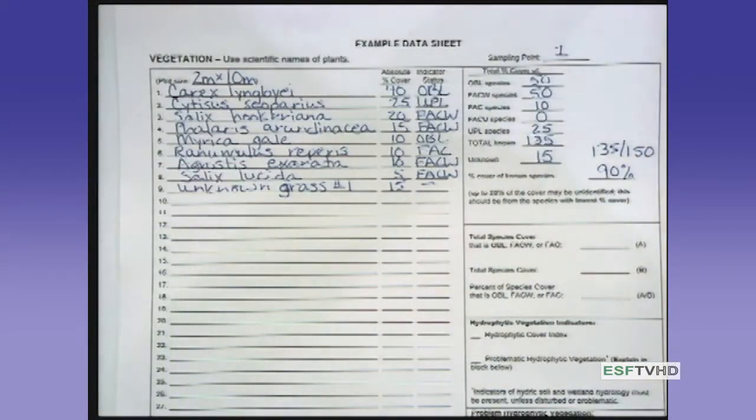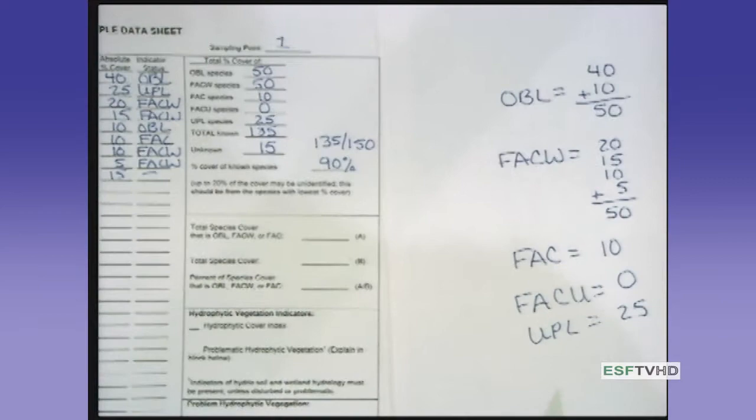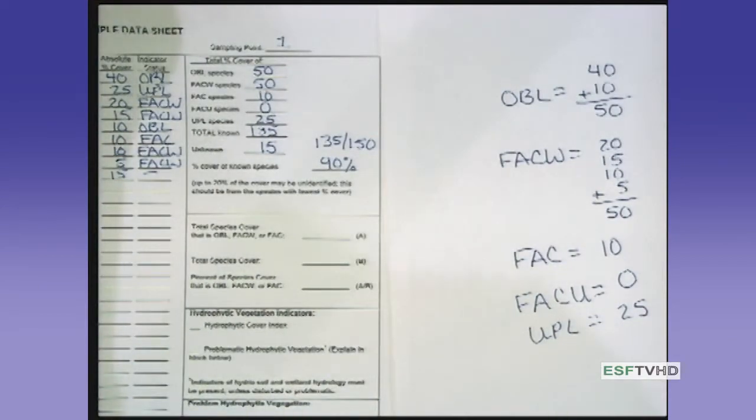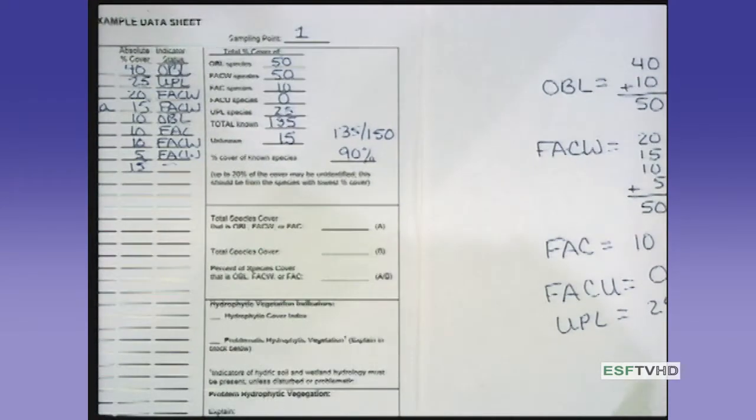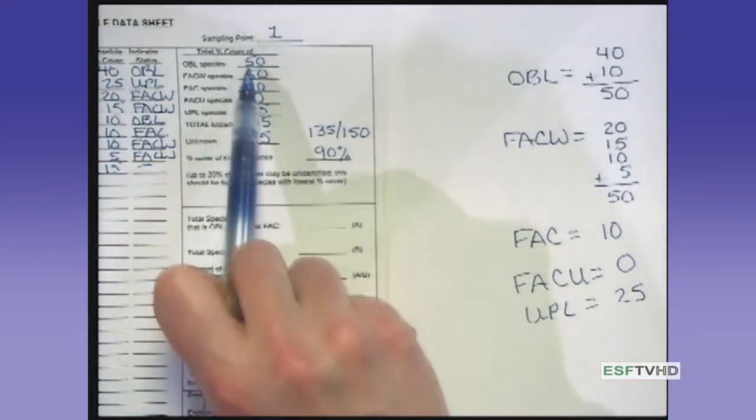The next step is the math. And so what we're going to do is to use the data sheet to help guide us through the math. The first step is to calculate the total % cover of all of your obligate species, fac-wet species. And you can do that separately as I've done. You'll find that from your data sheet and add them up. You will place this value on the data sheet here.